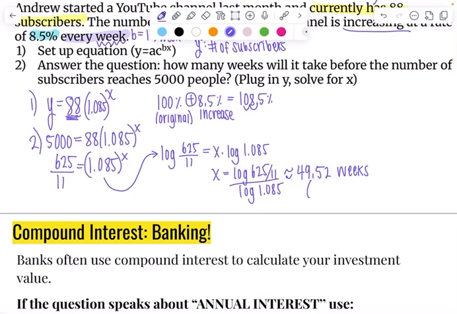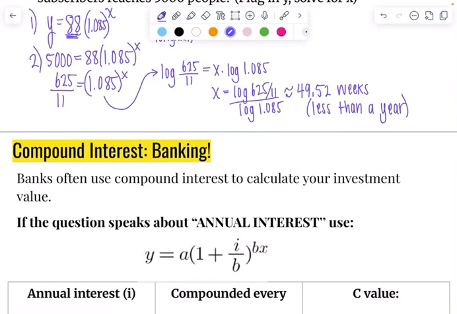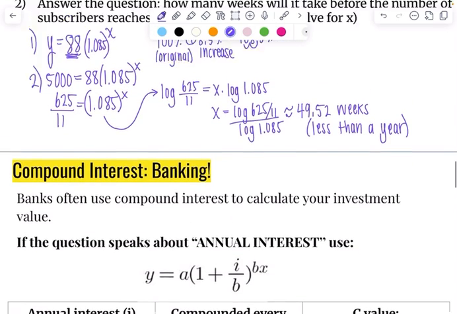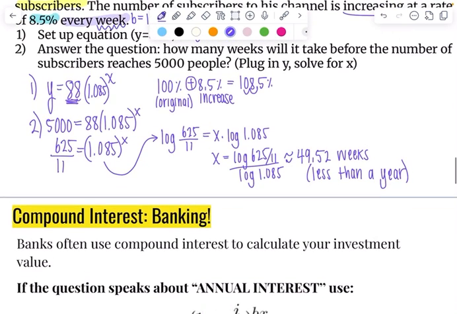So in a year, as you know, there are 52 weeks, so it's going to be less than a year's time. You don't have to say that it's less than a year, but just to put it in perspective, 49.5 weeks is less than a year to reach the 5,000 subscribers.